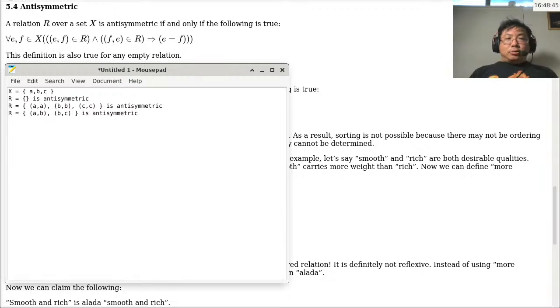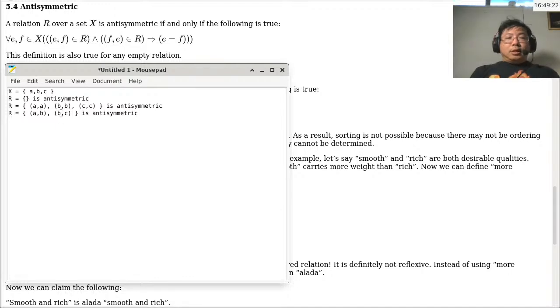Why is it antisymmetric? Because if you want to find something that makes at least one of these two conjunctions true, we guarantee that the other side of the conjunction is false. Because if I make E equal to A and F equal to B, then EF in R is true, but FE in R is actually false because we don't have the other one. So when the conjunction itself is false, then the implication is true. So not a problem if I specify E being A and F being B.